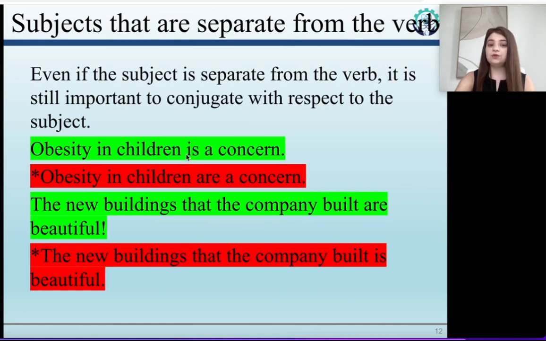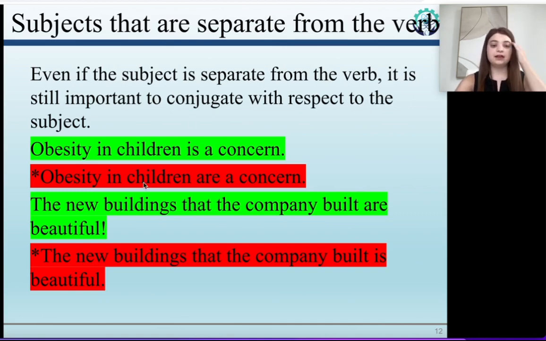Now, if you didn't read the sentence closely and you just saw the word children, you might think, well, children's plural. So we should say obesity in children are a concern. But no, children isn't the subject. Obesity is the subject. And so we would say obesity in children is a concern rather than obesity in children are a concern because we're conjugating with respect to our subject obesity, which is singular, not to children, which is plural, even though children is technically closer in distance to the verb, right? It doesn't matter. It matters what the subject is.